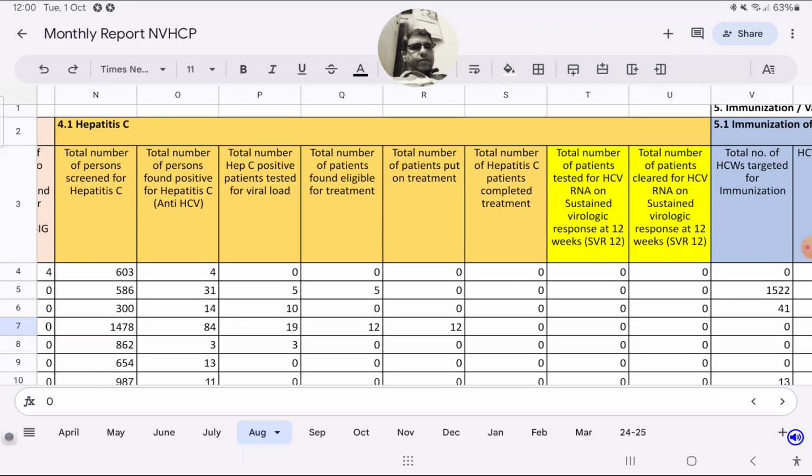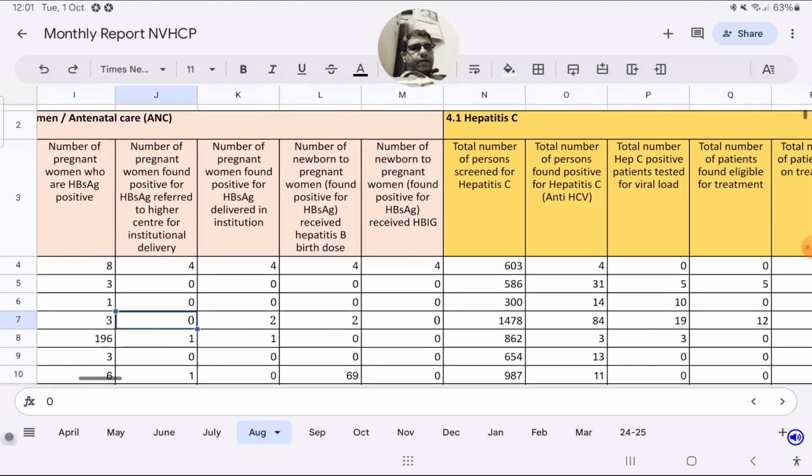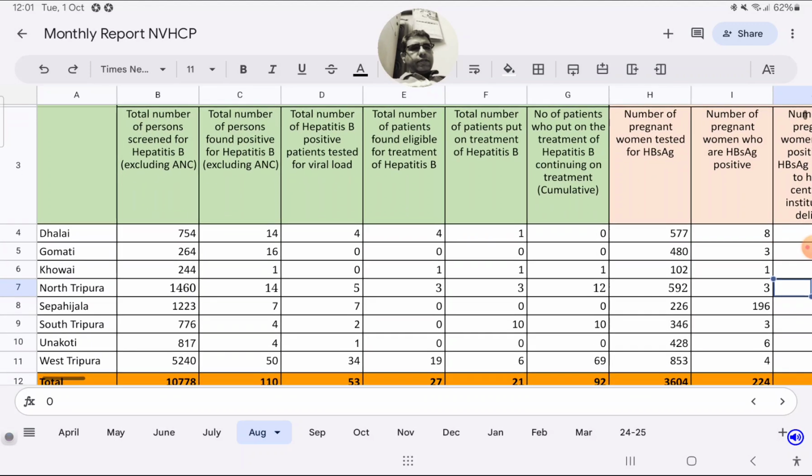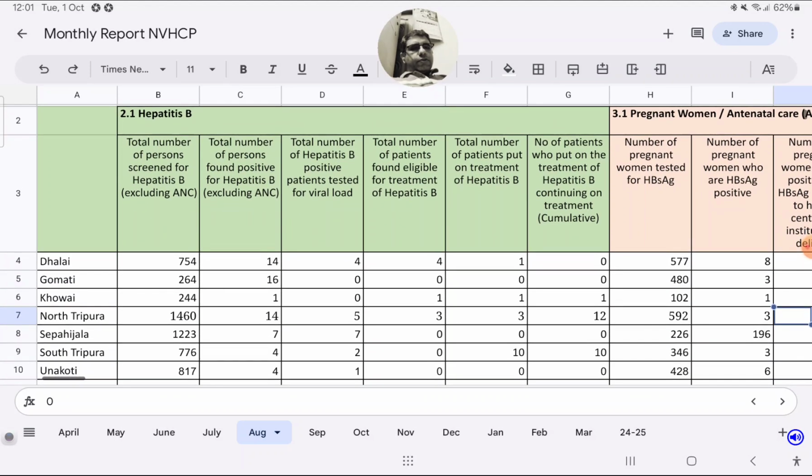So these three sections are very much similar to the reports which we earlier used to submit every month. So this is very much similar to that one. So we shall go through this.